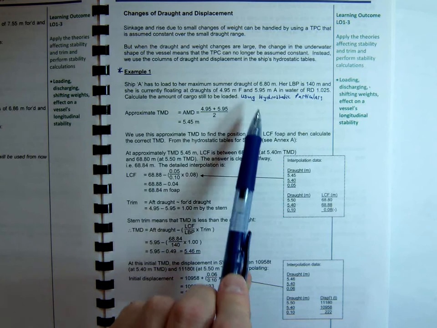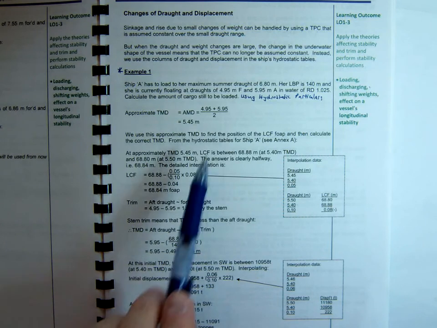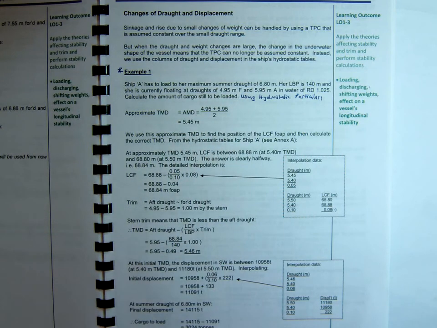Had, for instance, them given us final drafts, two different final drafts, we could have got the true mean draft there and just compared two true mean drafts, but the second part of the problem, getting the final displacement at 6.8, was very straightforward.